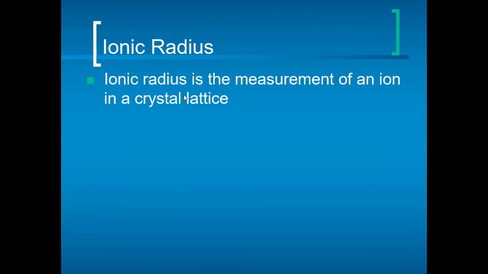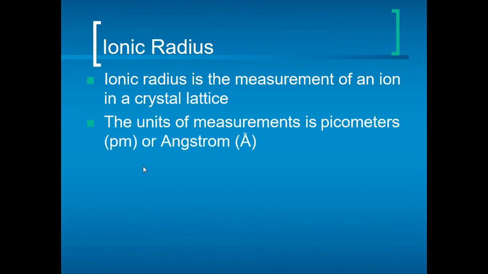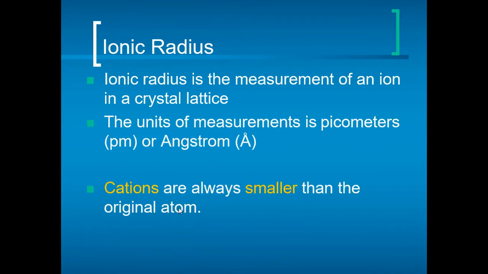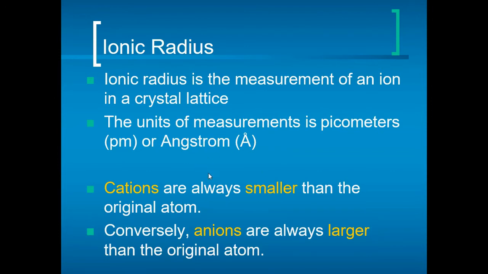Okay, so now let's talk about trends. Your ionic radius is the size of your ion. In other words, it's the measurement of an ion in a crystal lattice. When a cation gets together with an anion, they pack in what's called a crystal lattice. They're held together by an electrostatic charge due to those charges. So the ionic radius is that measurement of the size of one ion in a lattice. Okay, and it's measured in picometers and angstroms. And again, your cations are always smaller than the original atom, and your anions are always larger than the original atom. It is that battle between the protons and the electrons.